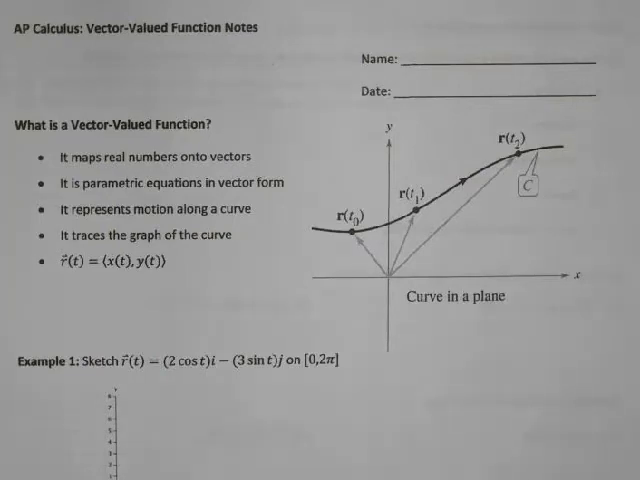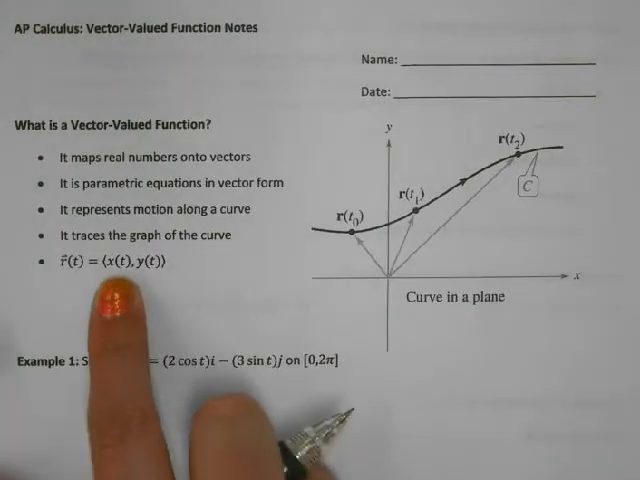All right, now that we have spent a little bit of time going over vectors from kind of like the pre-calculus perspective and doing things algebraically, we're going to start to look at vectors from a calculus perspective. So this video is going to be on vector-valued functions. A vector-valued function maps real numbers onto vectors. So we're taking real points and we're just writing them as vectors. It is parametric equations that are written in vector form, and you can see that down here.